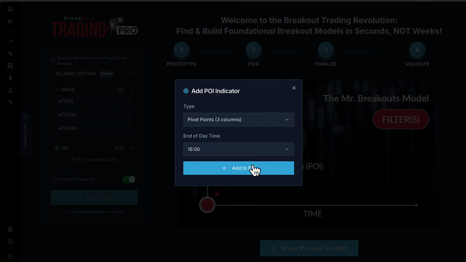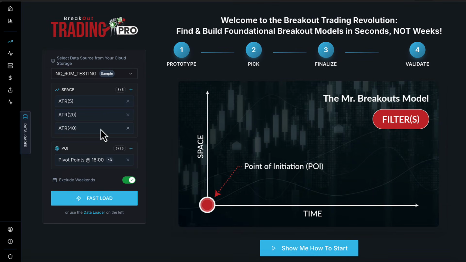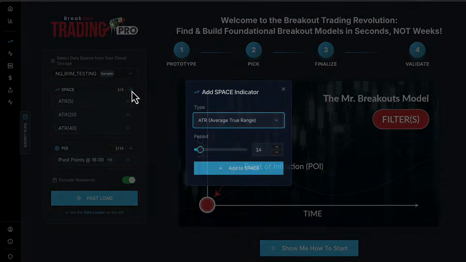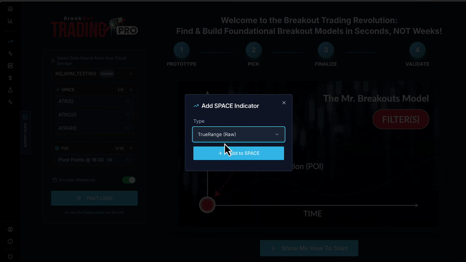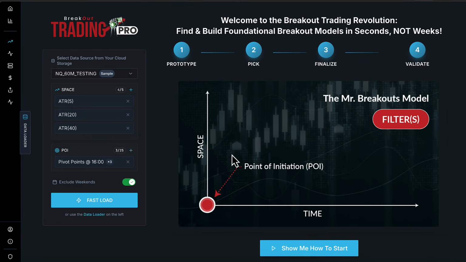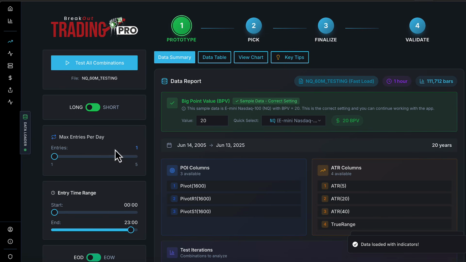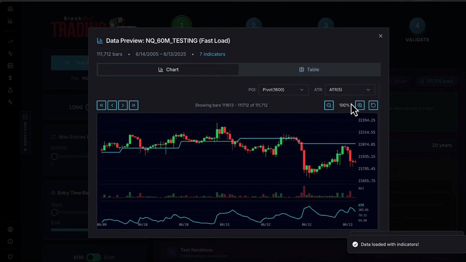So let's add 3 pivot points, and I'll show you in a second. And let's try them with a space calculated as average true range period 5, 20, and 40. And let's also try just vanilla plain true range without any optimization or optimizable input. Now, let me load E-mini NASDAQ 60 minutes data, and let's see what it looks like.